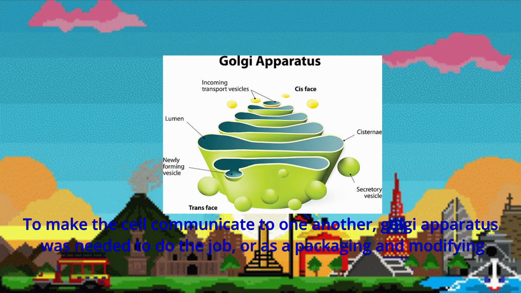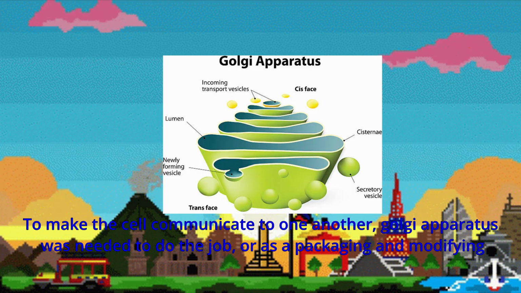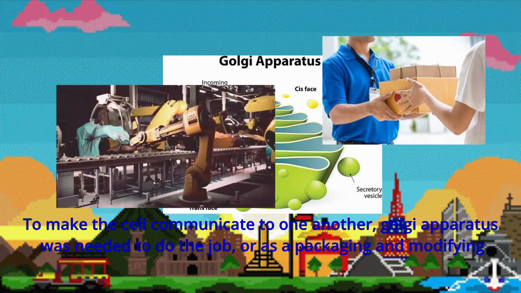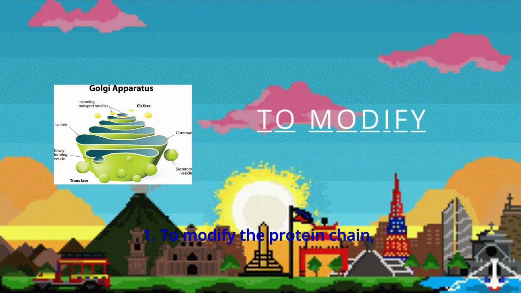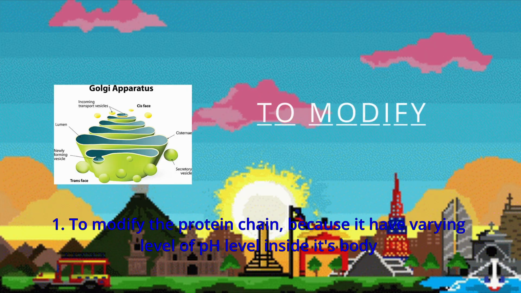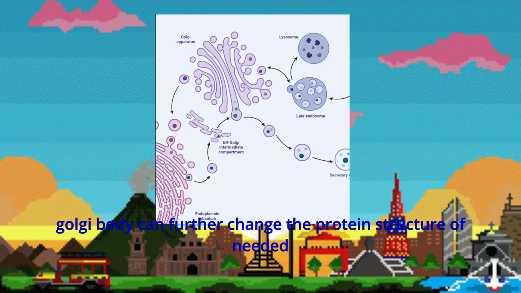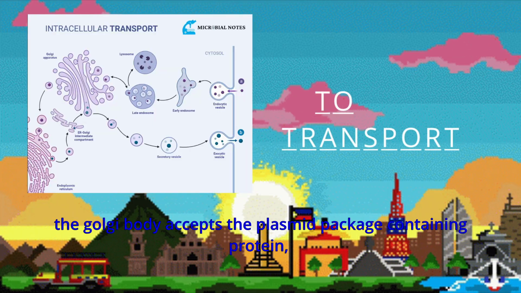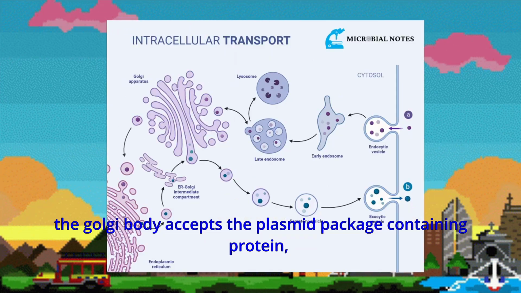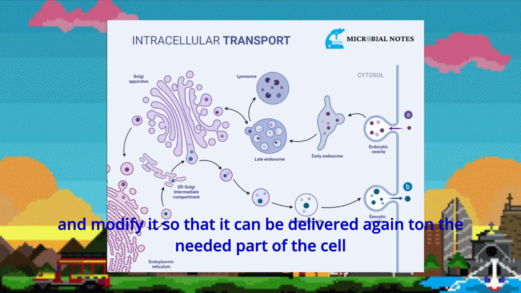To make the cell communicate with one another, the Golgi apparatus is needed to do the job, or in a simple analogy, the packaging and modifying. It has two functions. One, to modify the protein chain, because it has varying levels of pH inside its body. The Golgi body can further change the protein structure if needed. Number two, to deliver the protein. The Golgi body accepts vesicle packages containing protein and modifies them so that they can be delivered again to the needed part of the cell.